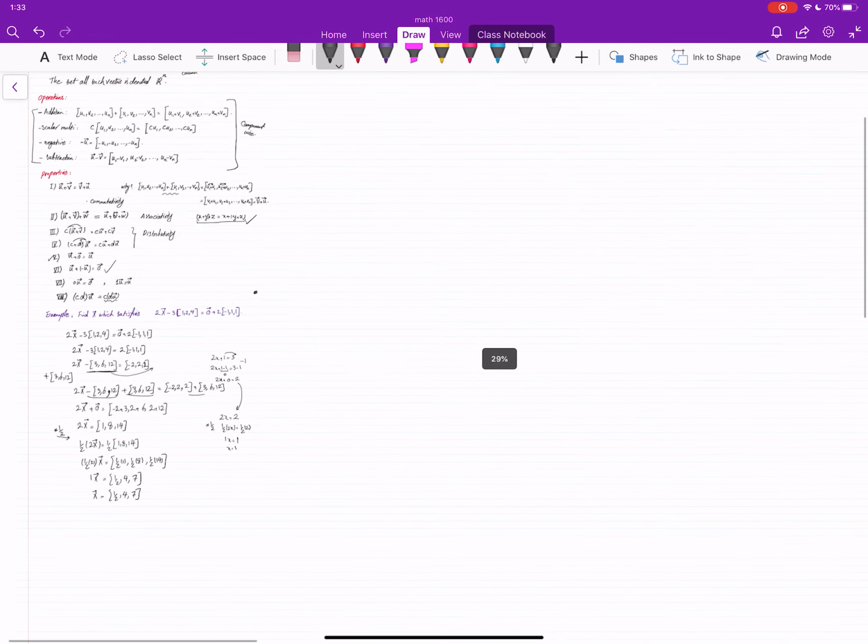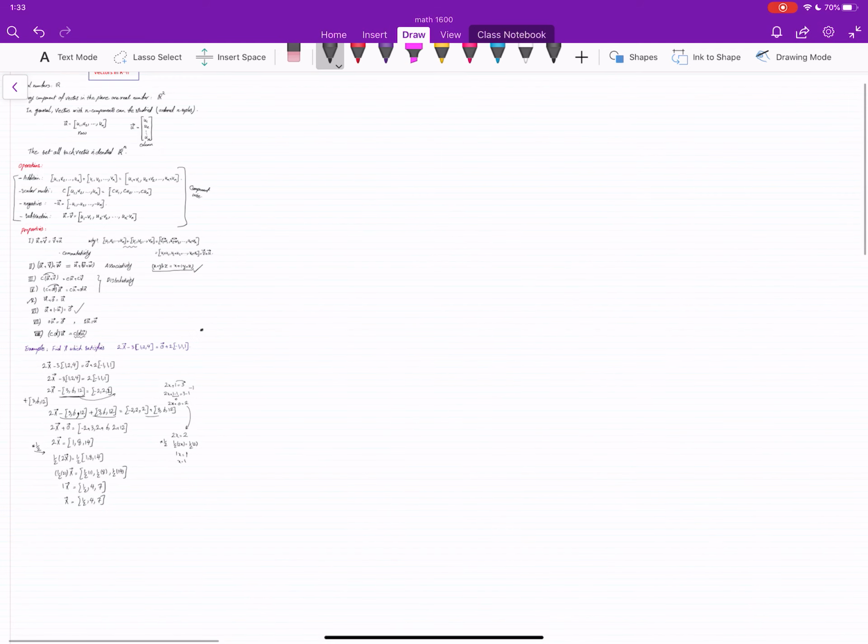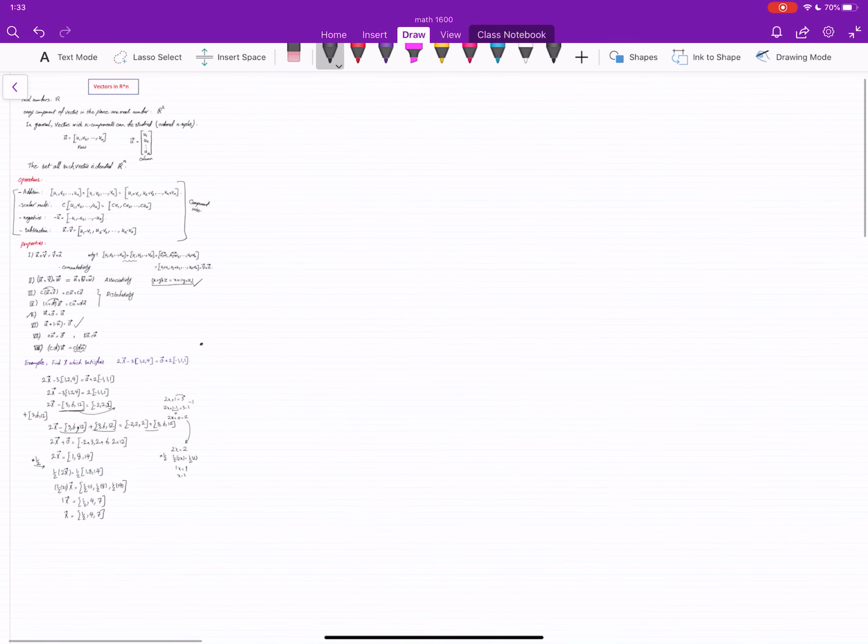Okay, very quick wrap up. We learned that we can work with vectors with n components, and the vector operations are again defined component-wise, and they have good properties. These properties can be used in solving vector equations.